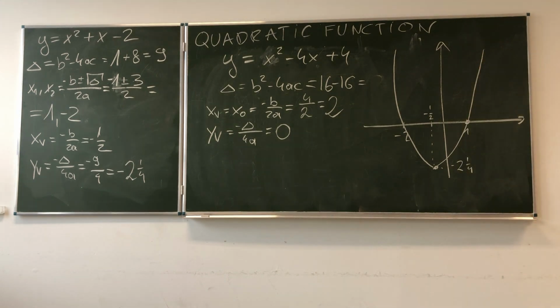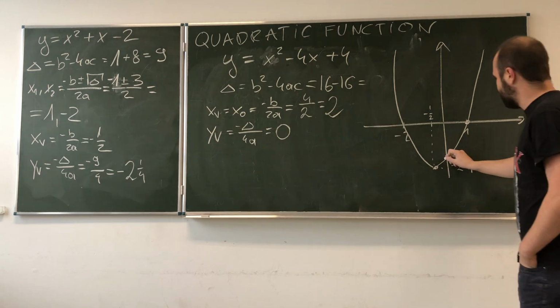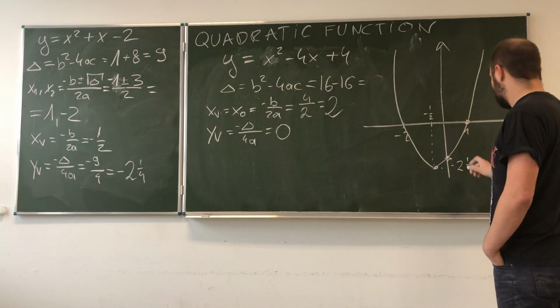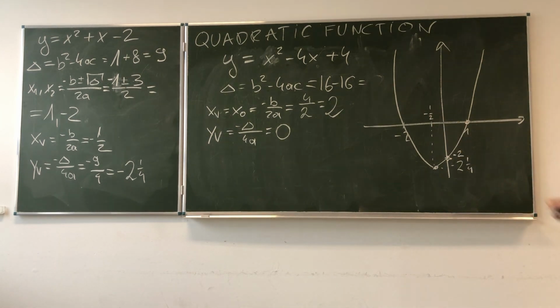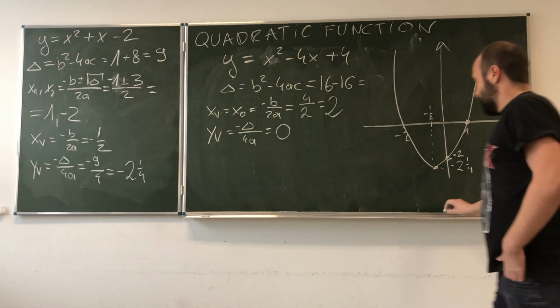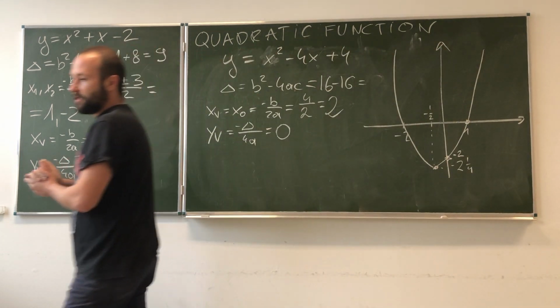Okay, the only thing missing right now is the location of this point. If x is 0, y is negative 2. Okay, I think this is enough.